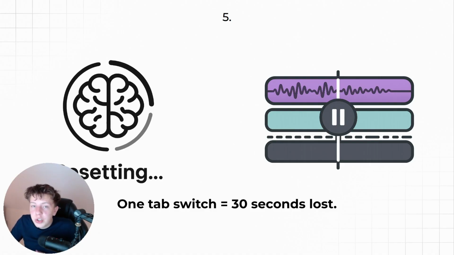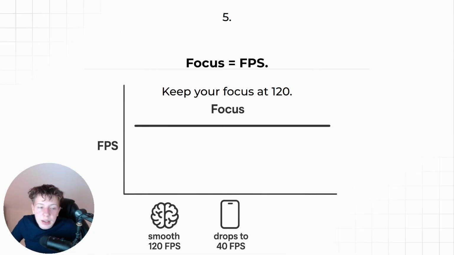Because every time you check your phone or switch tabs, your brain resets. And just one tab switch can cost 30 seconds. Like FPS in a game. The more things you have up and running, the laggier it gets.